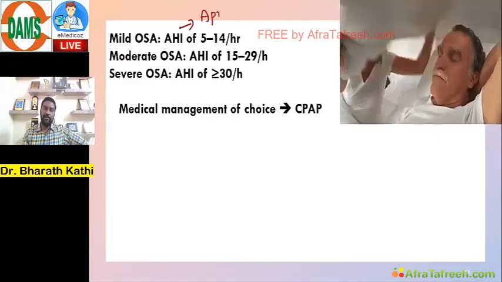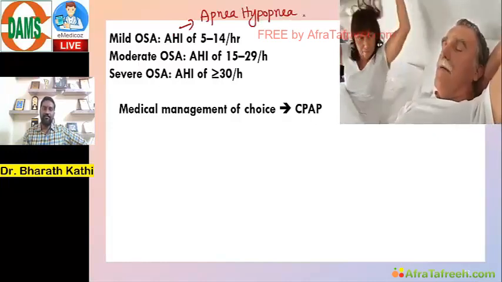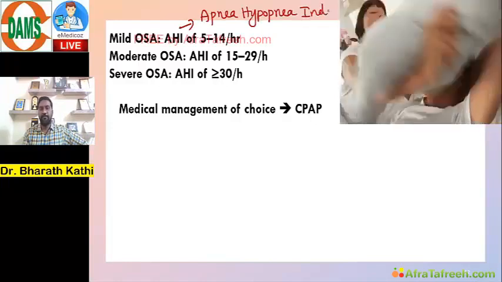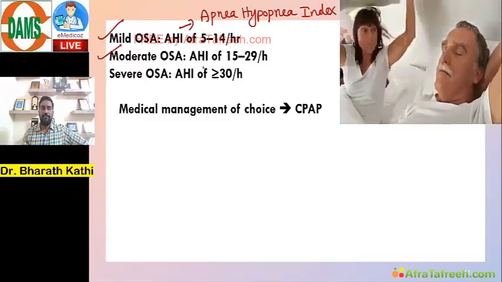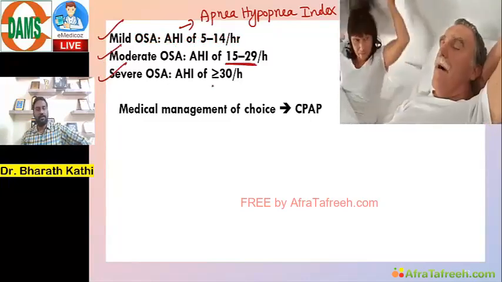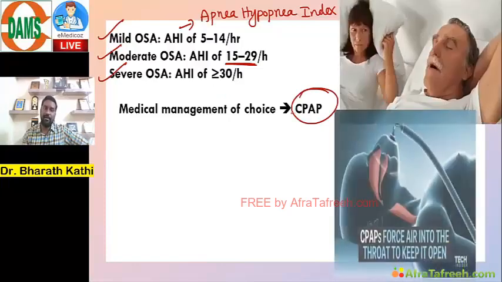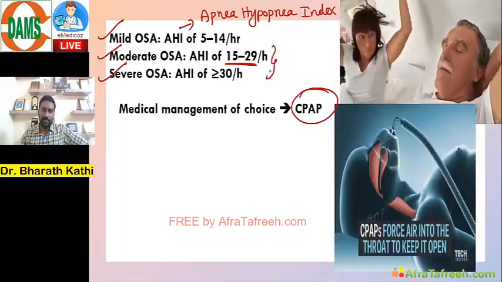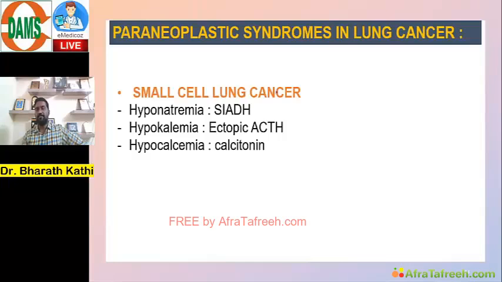AHI means apnea hypapnea index. So how many times in an hour is the patient getting apneas and hypapneas? So if they are less, it is mild. Significant, 15 to 29, moderate obstructive sleep apnea. More than or equal to 30, severe. And medical management of choice, especially for moderate to severe, is CPAP, continuous positive airway pressure. Then in malignancy, you should know the paraneoplastic syndromes.